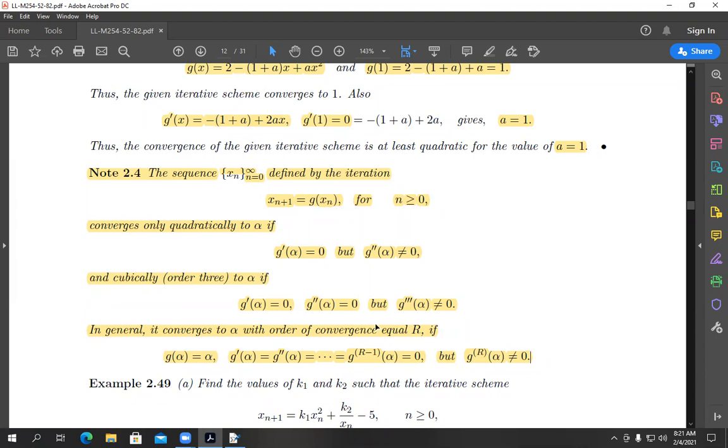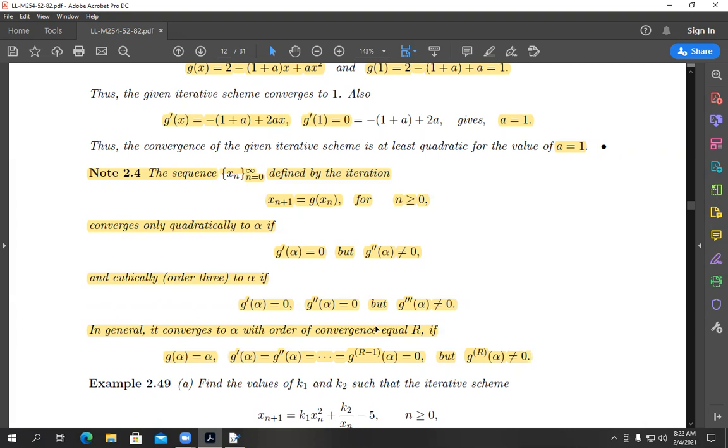Right? Any questions up to now? Doctor, r means the order of convergence? Yes, thank you. r is the order of convergence of the iterative method. Order of convergence or speed of convergence. Then your method's speed is what? Slow or fast?